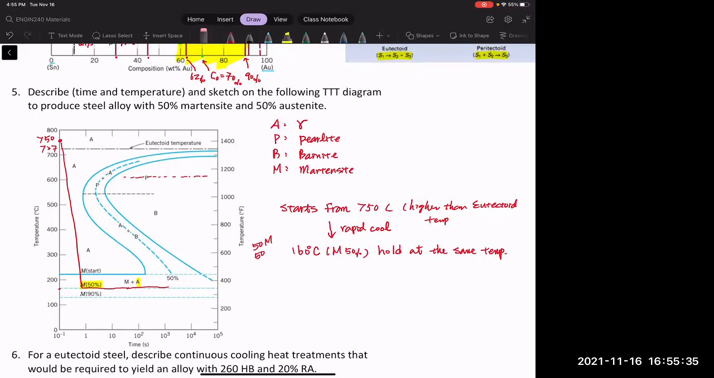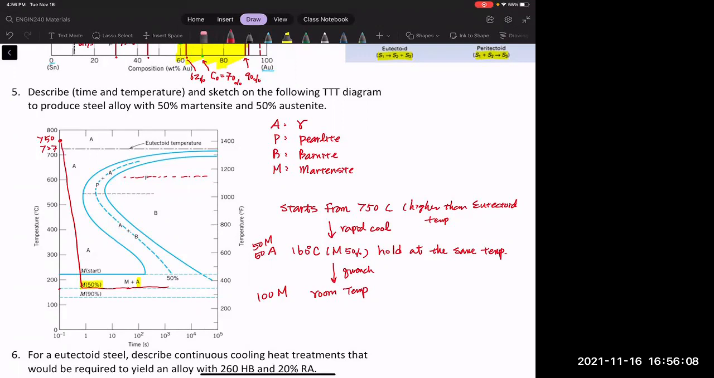Let me write A. If you do this, if you quench this, then you are going to get 100% martensite. Okay, so if we ask you this, then you are going to stop at 160 degrees Celsius. That's how you get this product.